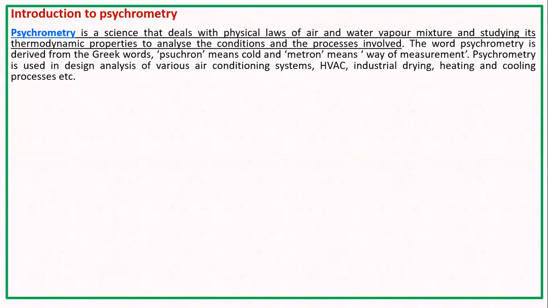Now, let's see what is psychrometry. Psychrometry is a science that deals with the physical laws of air and water vapor mixture. That means we study here the atmospheric air and its thermodynamic properties to analyze the different processes involved in it. The word is obtained from the Greek word psychron, which means cold, and metron, which means way of measurement. This is mainly used in designing air conditioning systems, HVACs, and many heating and cooling processes.